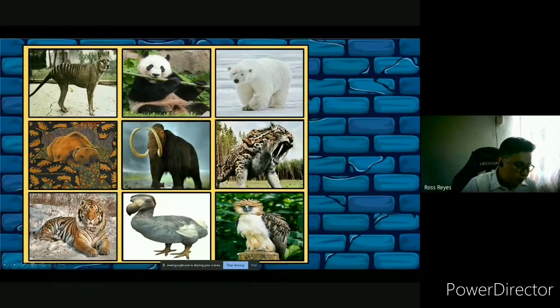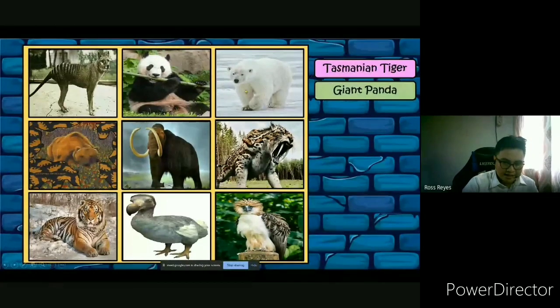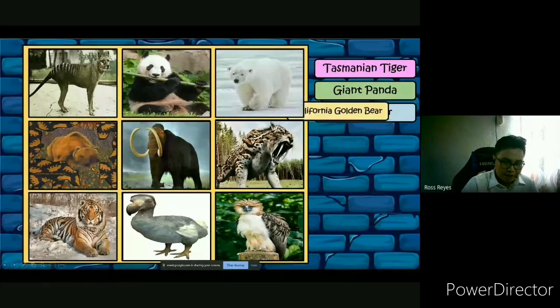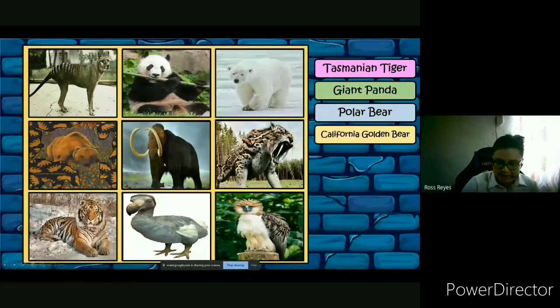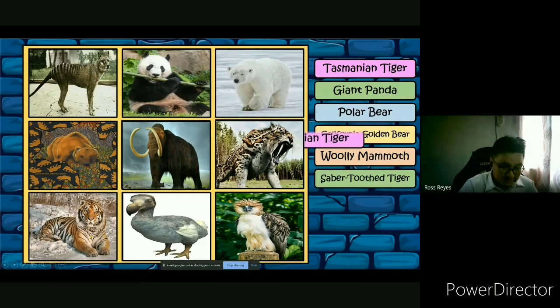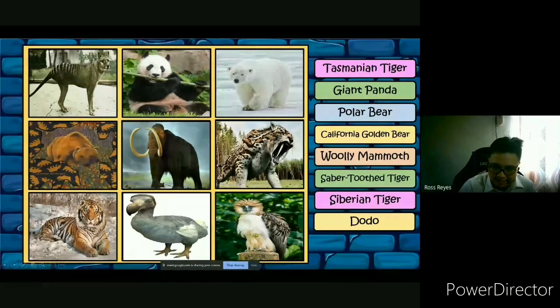First image shows a Tasmanian tiger. Second, a giant panda. Third, a polar bear. Fourth, California golden bear. Fifth, a woolly mammoth. Sixth, saber-tooth tiger. Seventh, a Siberian tiger. Eighth, dodo. And lastly, a Philippine eagle.